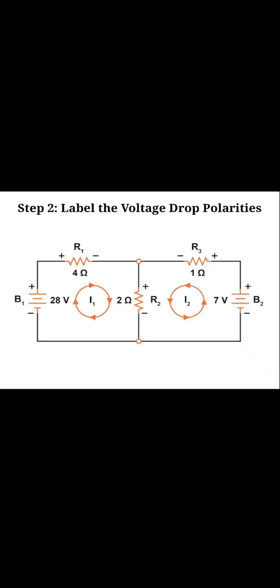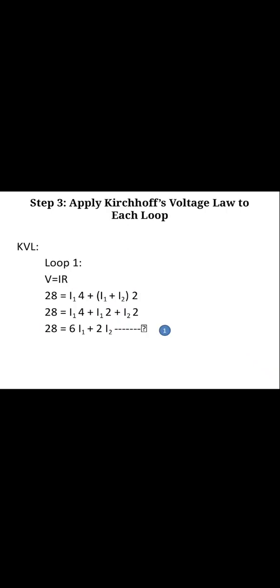The voltage drop polarity is nothing but the drop of the voltage from the source. So for the first mesh, the total rise of the voltage is 28 volt. The potential drop is the R1 drop and the R2 drop. Here the voltage V equals I into R drop. Next we can form the equation. For the first mesh, V equals I into R. Here V, the total potential rise, is 28 volt, equal to the potential drop in the 4 ohm resistor, I1 into 4, plus the R2 resistor drop. The R2 resistor has two currents flowing, I1 current and I2 current.